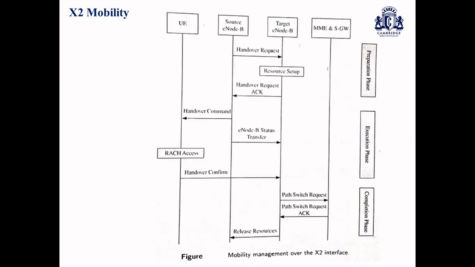So it's a default mode actually. X2 mobility is a default mode of operation in LTE. So it also has the three phases: the preparation phase, execution phase, as well as the completion phase.